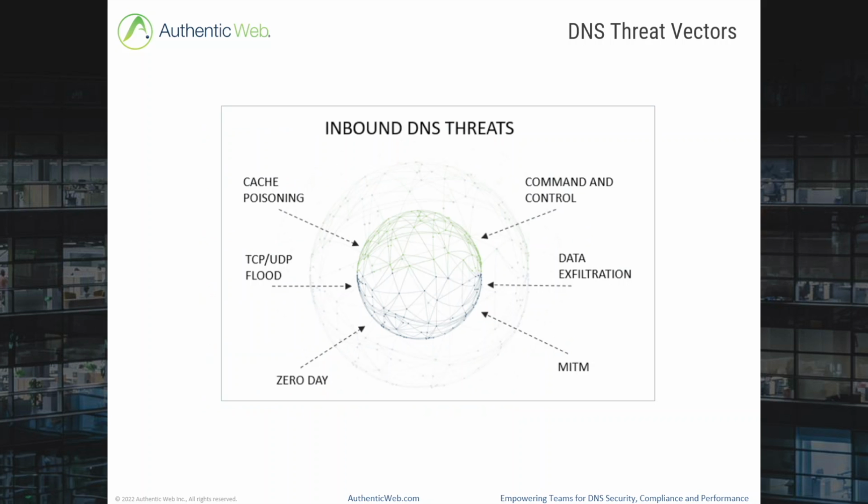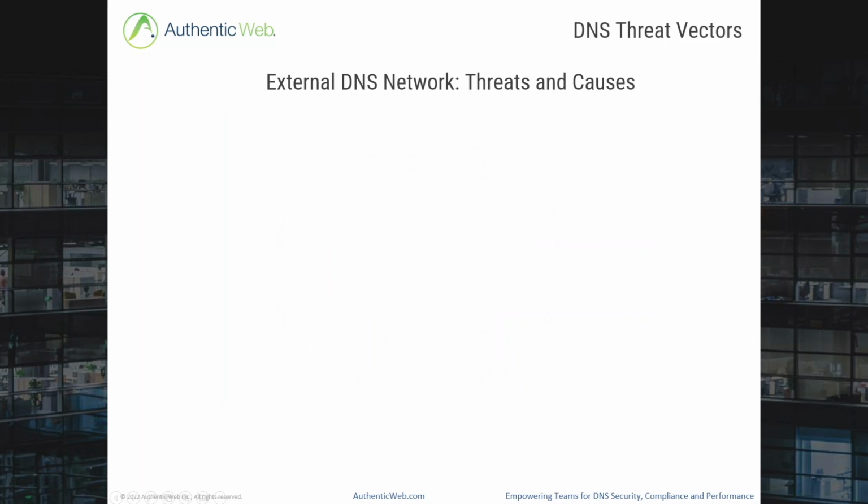Inbound DNS threats are known. These are inbound threats where perpetrators seek to gain command and control inside your network, exfiltrate data, or execute other compromises by targeting your internal networks. To address these threats, you need to put in place DNS blocking services, which I would expect many of you have in place today. The second threat vector is the external DNS. This is where we're going to focus on today.